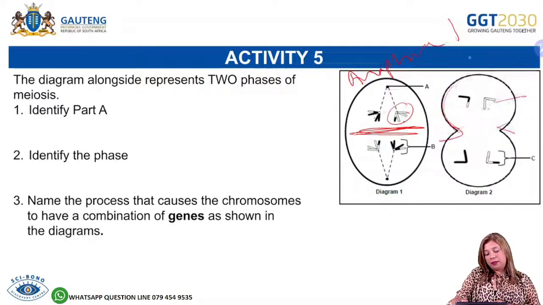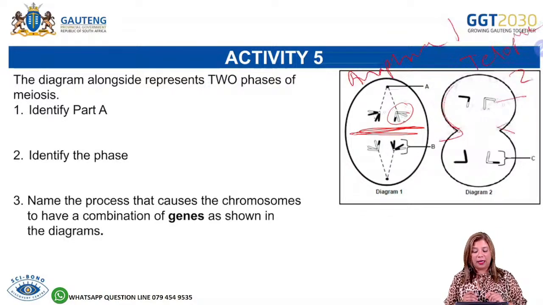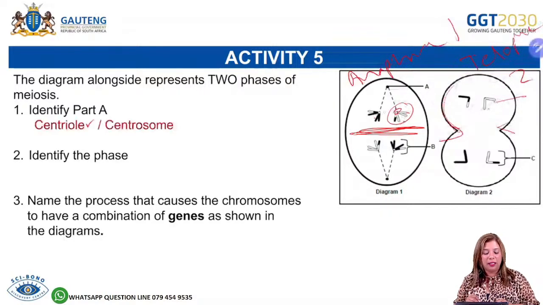So I would take this as telophase 2 because of the single thread chromosomes. Let's see, identify part A. It is not the centromere. The centromere is what joins the chromatids together. It is the centriole or the centrosome.